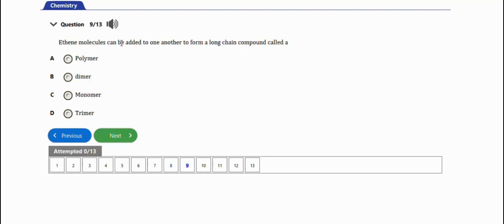The next subject question will be this one. It says 18 molecules can be added to one another to form a long chain compound called a polymer. Yeah, option A is the right answer.